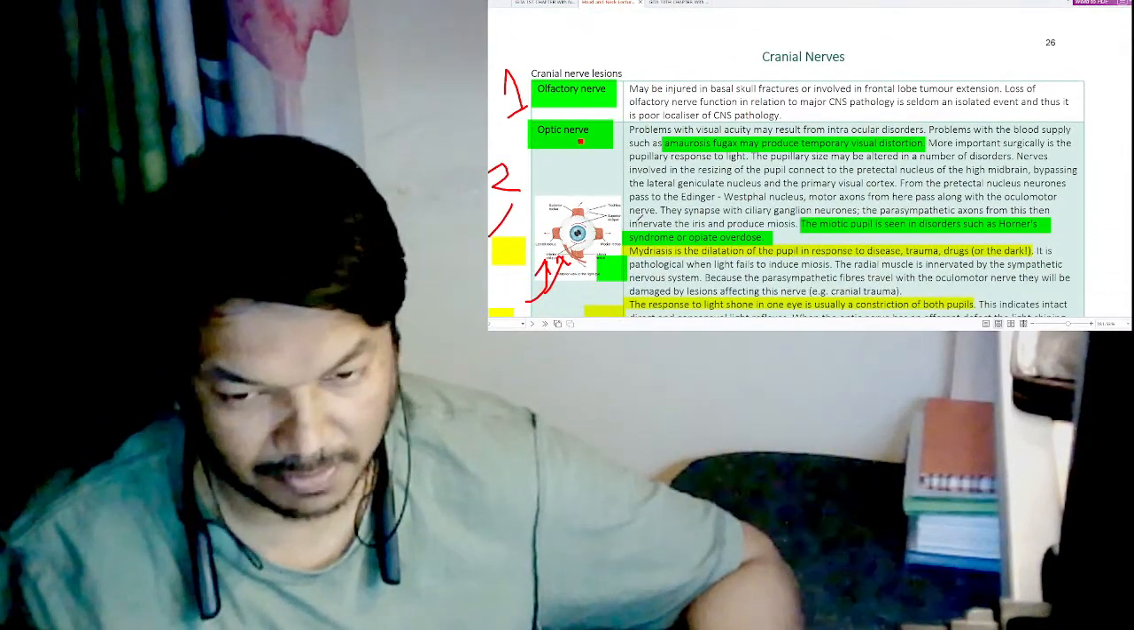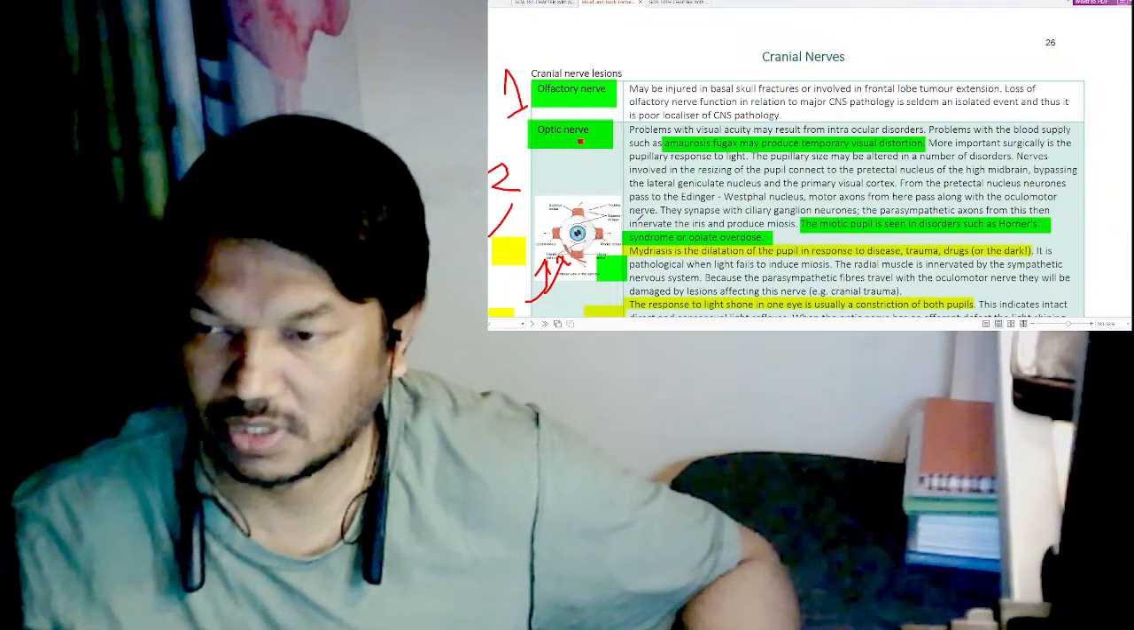Now cranial nerves. Here we need to know how all the cranial nerves are connected.